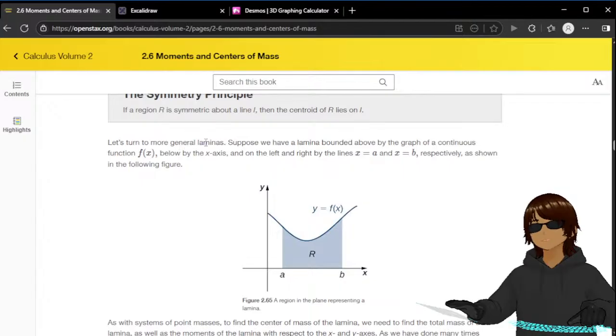Let's turn to more general laminas. Suppose we have a lamina bounded above by the graph of a continuous function f of x, below by the x-axis, and on the left and right by the lines x equals a and x equals b respectively, as shown in the following figure.